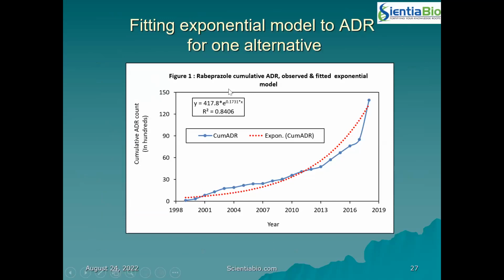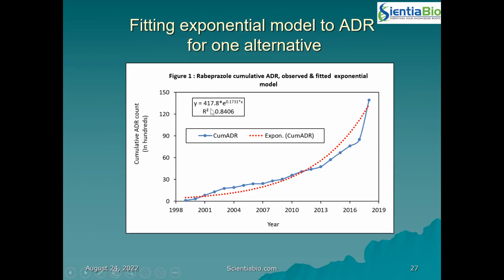Okay. And now these are data from WHO's website. And what is on the x-axis? Year. And what is on the y-axis? Total number of adverse reports recorded in that website. So these blue points are the cumulative values. And then I fit the model.